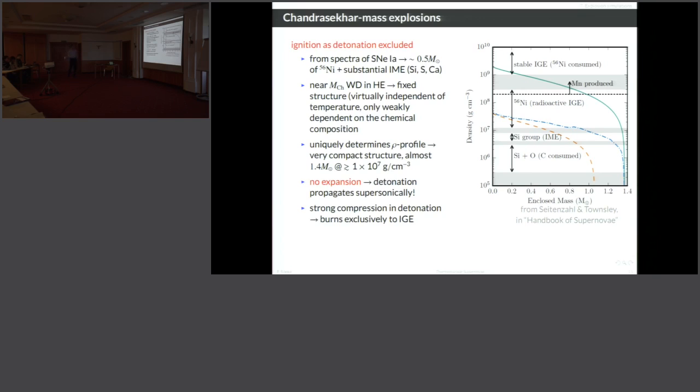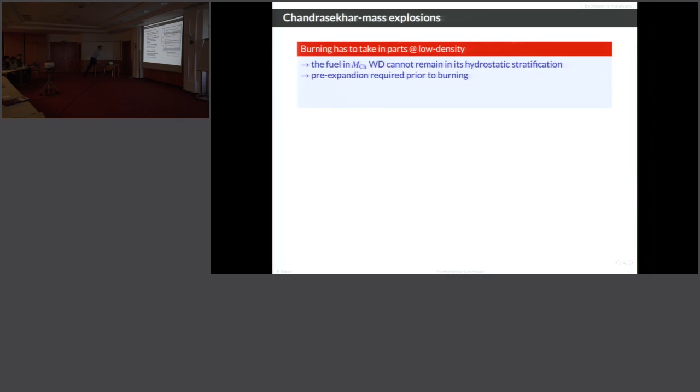So you burn the entire white dwarf at this hydrostatic equilibrium configuration, and that means you have all the material above 10^7 grams per cubic centimeter and produce only iron group elements. Now this is inconsistent with the observations, because you need to make intermediate mass elements, silicon, sulfur, and calcium, and so on. So that means that burning has to take place in large parts of the material at low density.